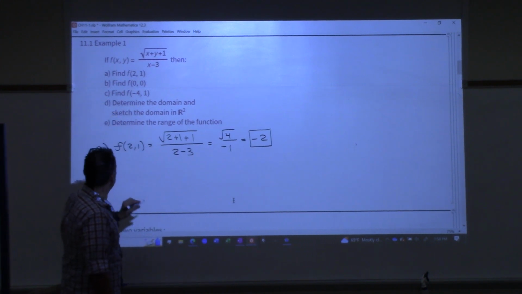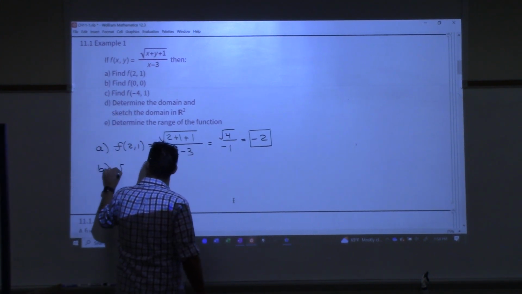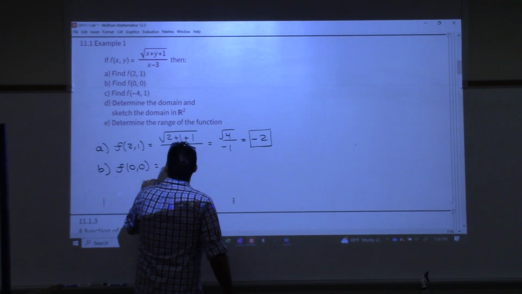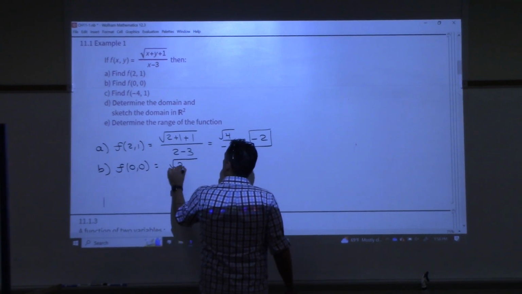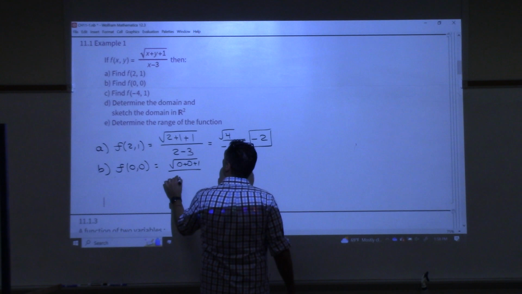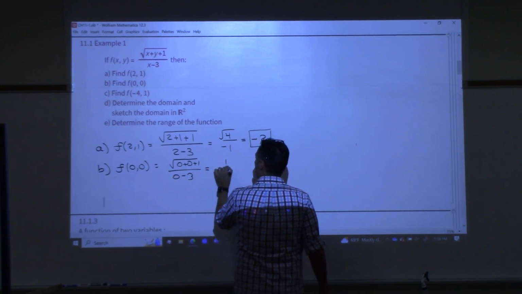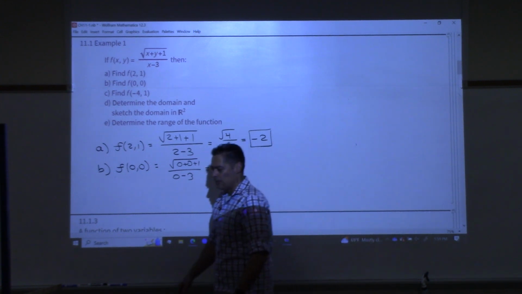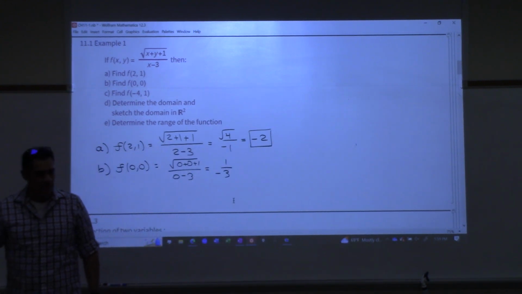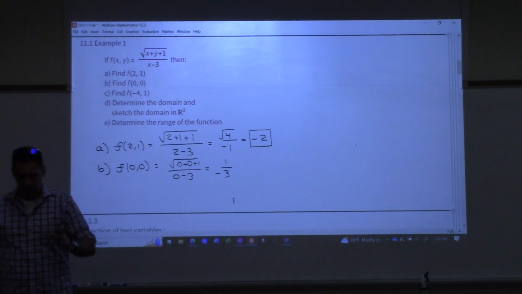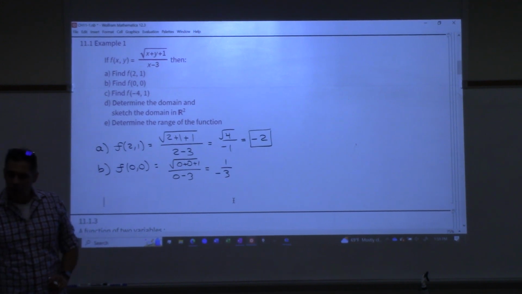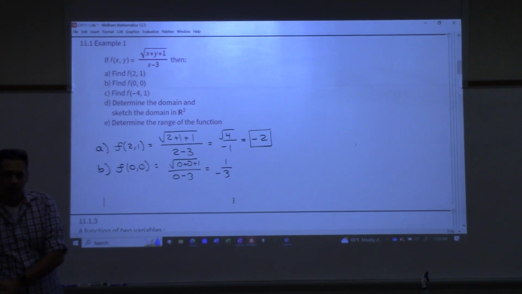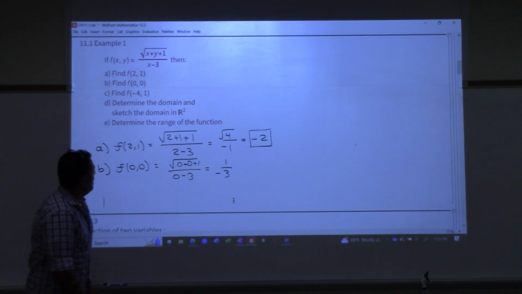Let's now go to the next one, f of 0, 0. If I do that, I get square root of 0 plus 1 over 0 minus 3. This is 1 over negative 3, so negative 1/3. So in my picture here, at the origin, at 0, 0, x and y, I need to go down 1/3, and that'll be the point. And then how about C?